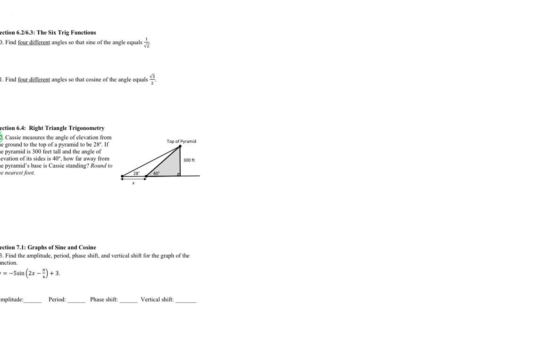All right, number 22. Cassie measures the angle of elevation from the ground to the top of the pyramid to be 28 degrees. If the pyramid is 300 feet tall and the angle of elevation of its sides is 40 degrees, how far away from the pyramid's base is Cassie standing? So the first thing we need to do is figure out what this line right here is in order to look at our bigger triangle. To figure out that triangle, we know that tan of 40 is opposite over adjacent. So this is 300 over our adjacent value, which I can call y, which is what we're solving for here.